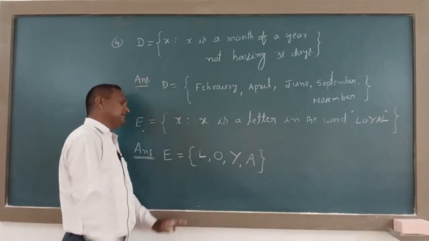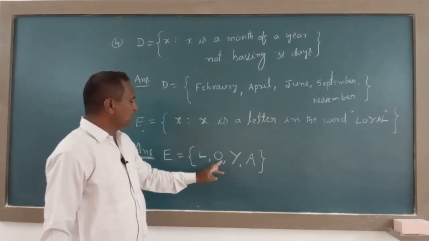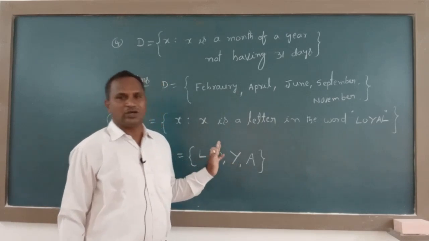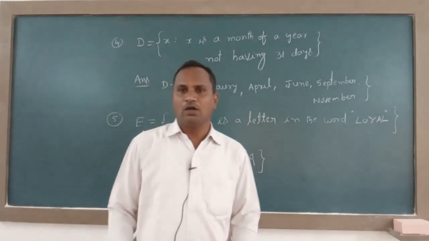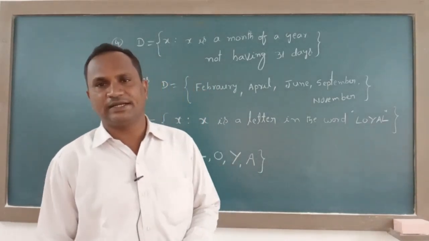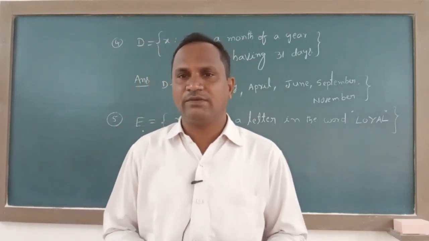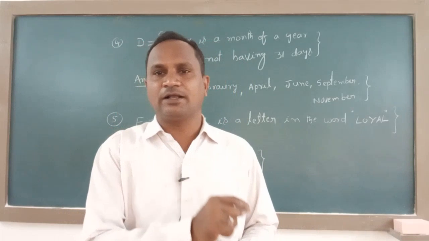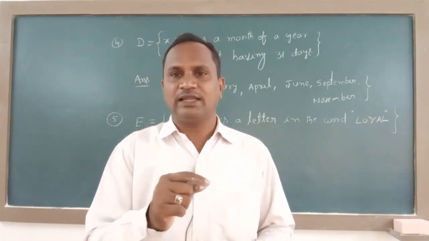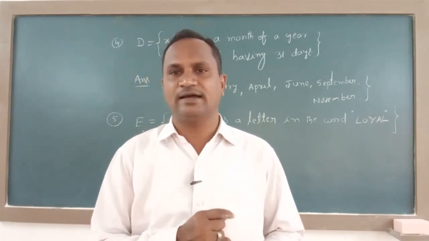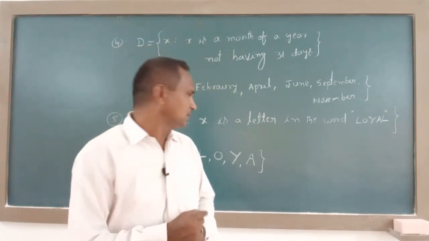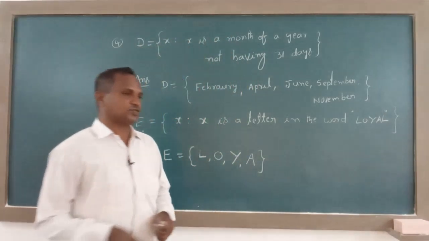Or you can arrange it like this also: A, Y, O, L. Already I told you about this condition also. Order is not important here. You can write in any way, but the elements should be separated by commas and enclosed within curly brackets. That type of form is called roster form. Next, 6th question.